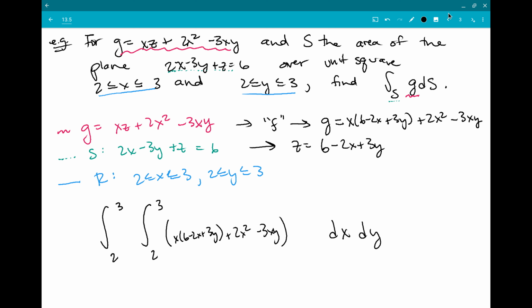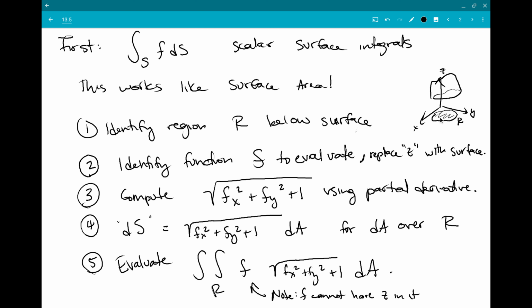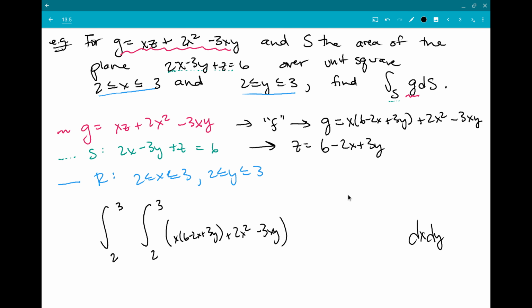Okay, but this does look like something I could evaluate. There's only x's and y's inside, and I have an integral with respect to x and y and bounds for x and y, but I have to remember that I'm not just integrating over the region R, my function, I'm trying to integrate over the surface S. So I have to remember this square root thing that looks like finding surface area, because what I'm actually doing is I'm thinking about the size of the surface everywhere that I'm thinking about the size of f inside my integral. So I need that thing right there.